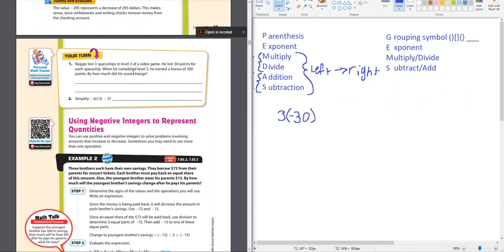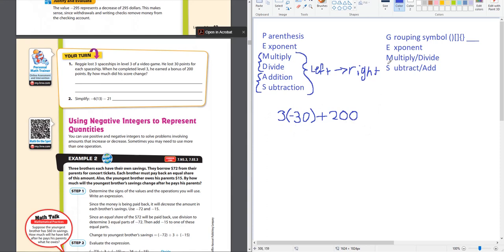But when he completed level 3, he earned a bonus of 200 points. So by the end of level 3, he gained 200. So gained, he earned, he went bigger, he grew. These are all addition words. He earned 200 points at the end of his game. All right. So here we go.